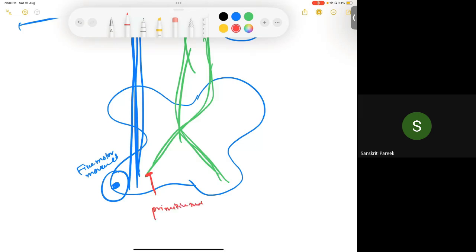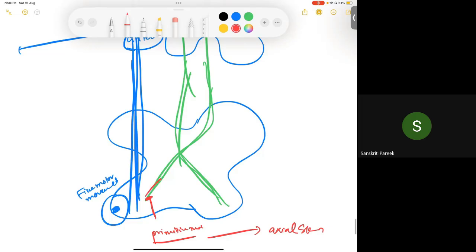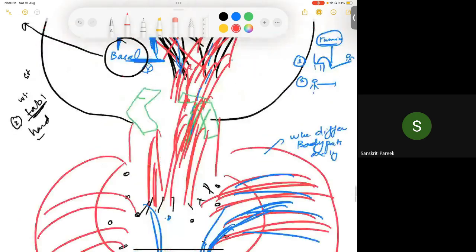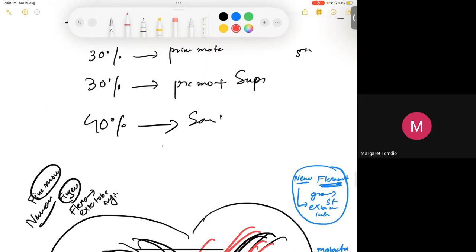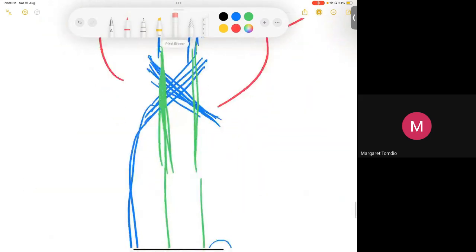What do I mean by primitive movement? Axial skeletal muscle movement. So can I say that these 10% of fibers are basically coming from the supplementary motor cortex? Because the supplementary motor cortex was responsible for which movements? It was basically responsible for your primitive movement, that is axial skeletal muscle movement just like a monkey jumping here and there. Is it clear?